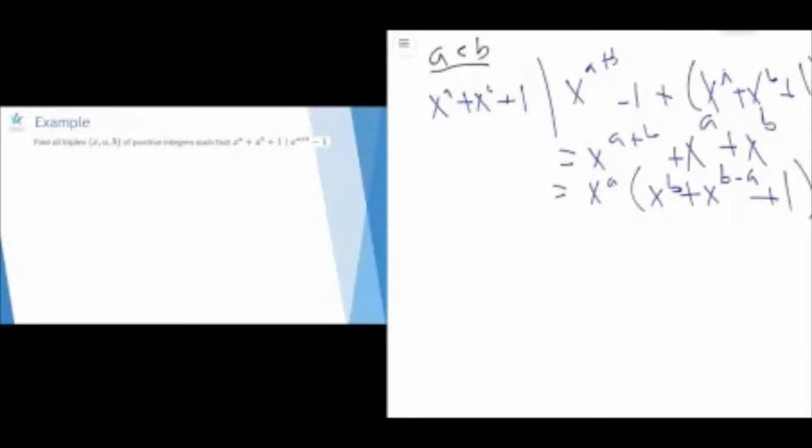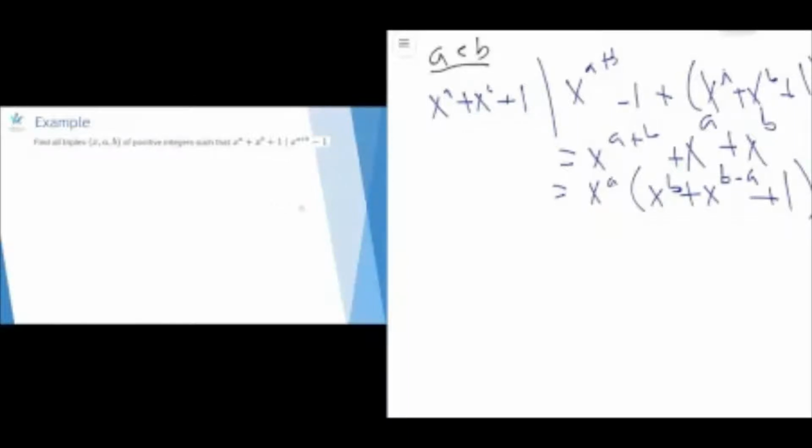Okay, so now we know that this divides that. But remember that x to the a divides x to the a, x to the a divides x to the b, but then we have this one over here. So in light of that, we can use the Euclidean algorithm or Euclid's theorem, whatever you want to call it.